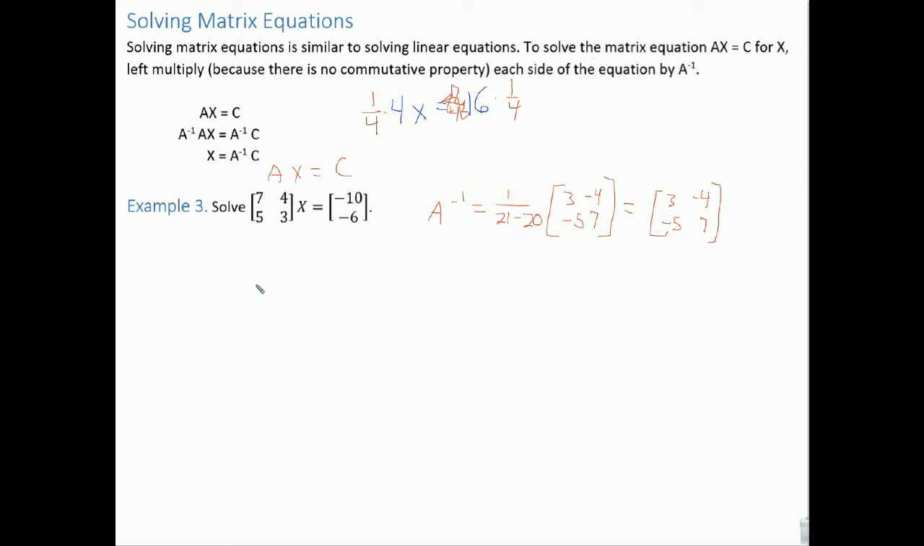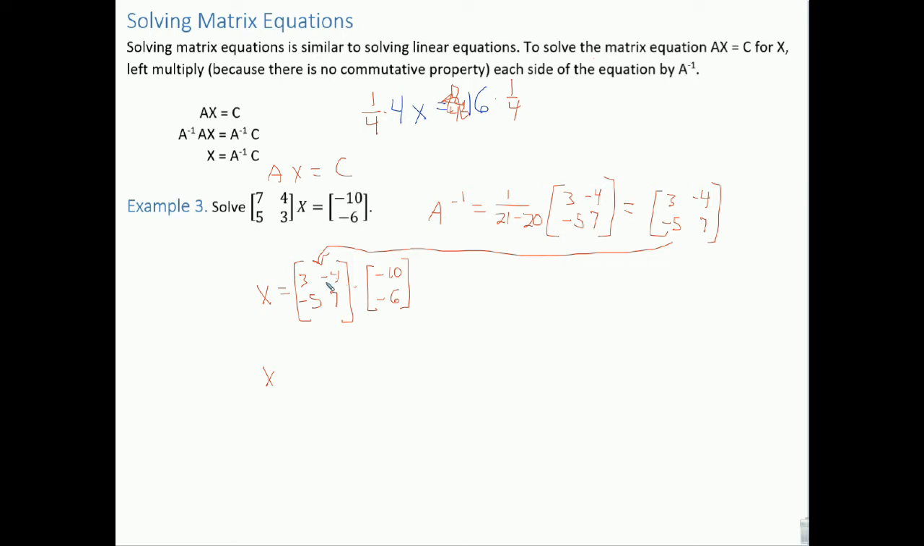So again, in order to solve this, x is going to be equal to the inverse of A, which we just found here, [3, -4; -5, 7], times C, which is [-10, -6]. And so we want to multiply these.